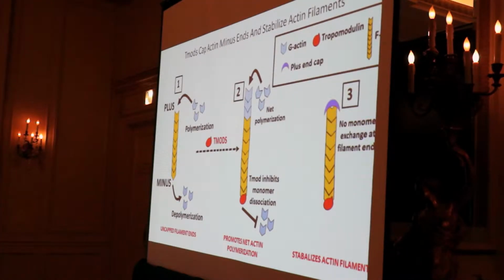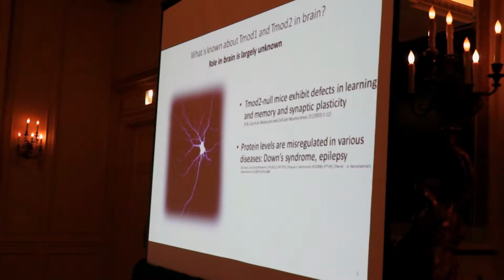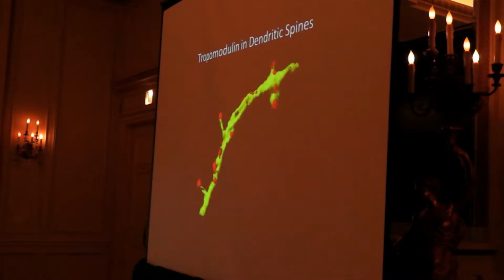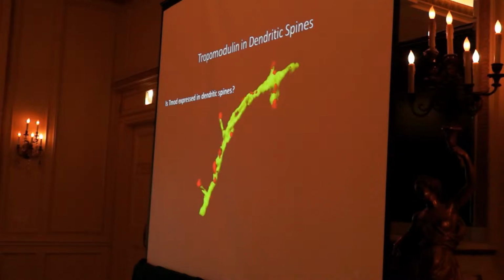Even though we know this molecule is important, intriguingly, we know almost nothing about what it's doing in the brain. We know that it's highly expressed in the CNS. We know that a tropomodulin 2 knockout mouse has defects in learning, memory, and synaptic plasticity, so we know it's important. We also know that the protein levels are misregulated in various diseases, but we still don't really know what it's doing, what its subcellular localizations are, and how it functions to regulate the actin cytoskeleton. So we still have many outstanding questions.